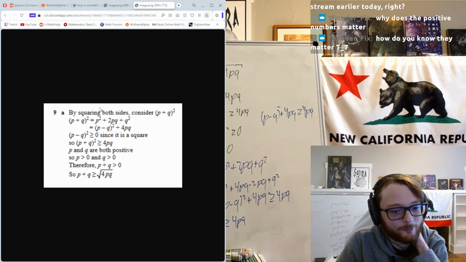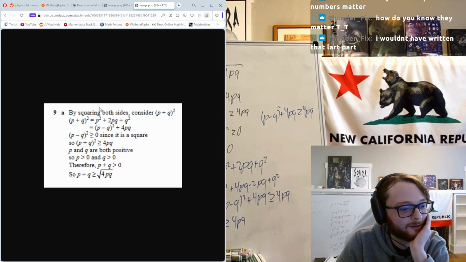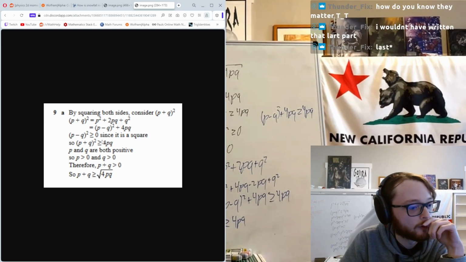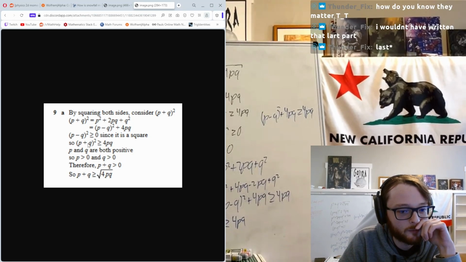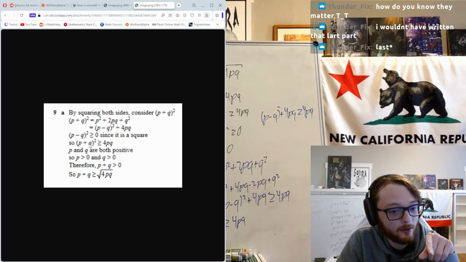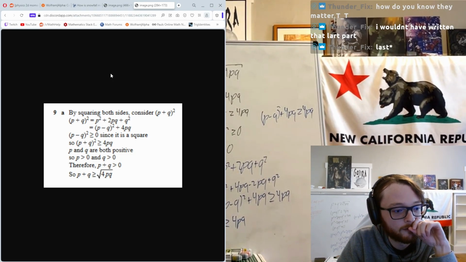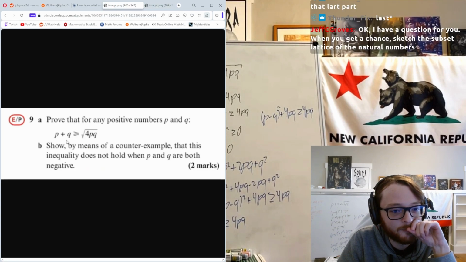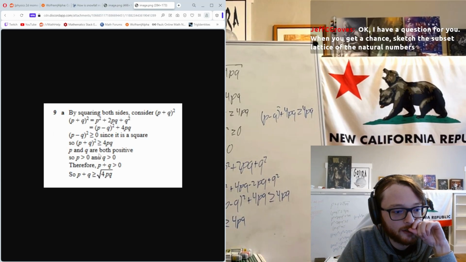Do you remember in that last part? Well, okay, so from the stage that I got to on the board, or the stage that we're working on here in the proof, we're not done yet, because we've proven that p plus q squared is greater than or equal to 4pq. But the original question was p plus q is greater than or equal to root 4pq. So we do need to square root each side.